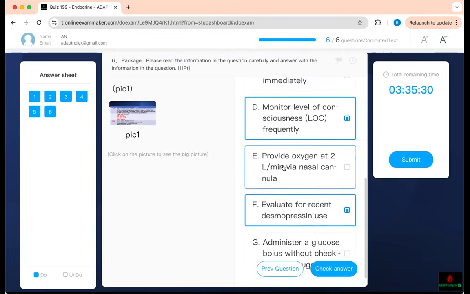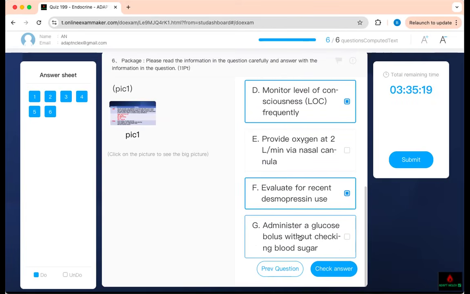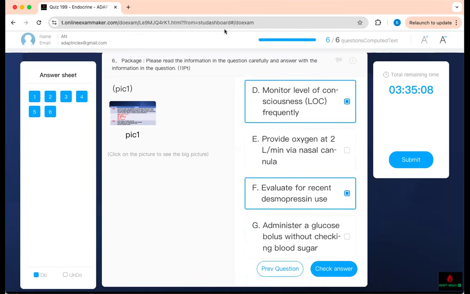So some of the answer choices are a knee-jerk reaction. There's no indication this patient is hypoxic, so giving oxygen is not indicated. Giving somebody glucose without checking the glucose level is also not indicated. Inserting the Foley just like that does not help the situation. So this is the end of the case study. But what does it highlight? It's the lecture that we gave so that you can understand what it means when it comes to diabetes insipidus. It's a good endocrine question you can expect to be asked in the NCLEX.